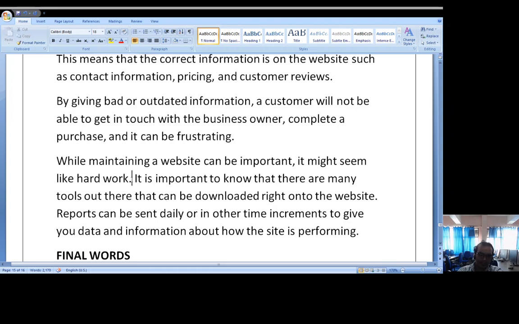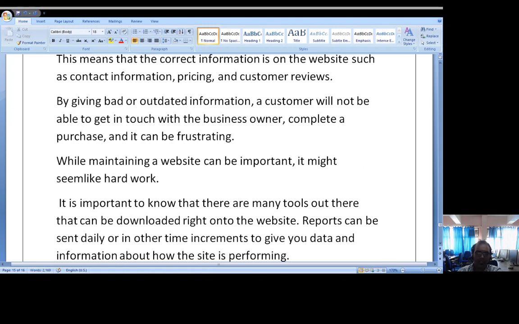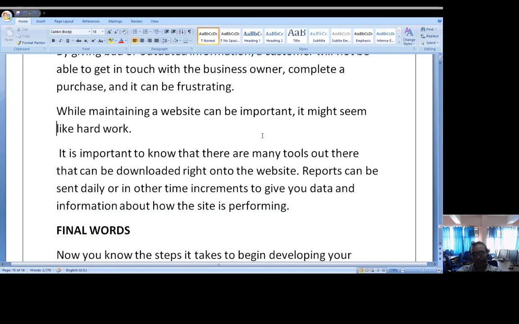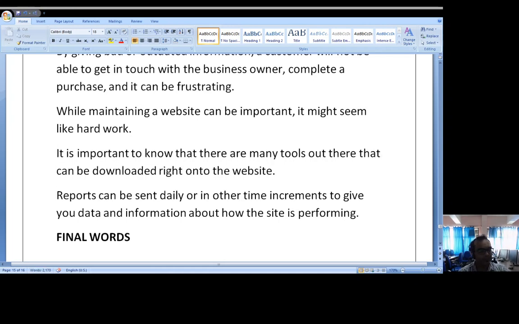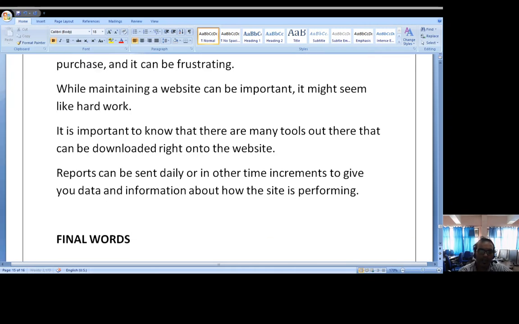While maintaining a website, it is important to know that there are many tools out there that can be used right on the website. Nowadays we have Google Analytics, which gives us reports with the help of business analytics and data analysis daily, such as the hit count on the website and how the daily information and data flow is coming to your website. So this is an ongoing job, and maintenance helps us to make our customers happy.